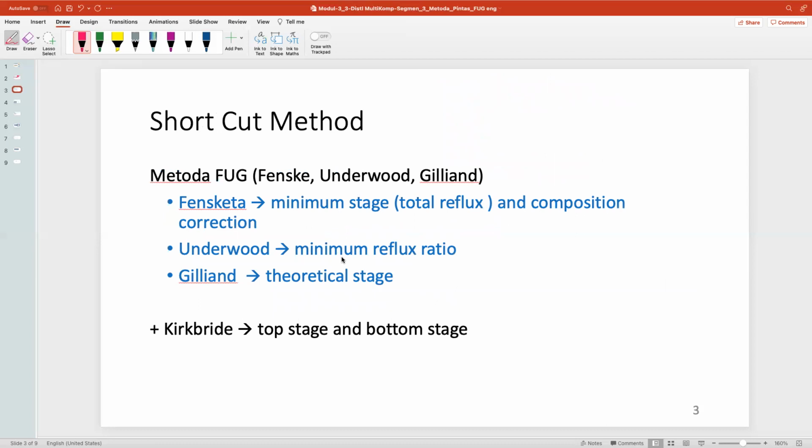Okay, the shortcut method is called FUG, or Fenske, Underwood, and Gilliland.